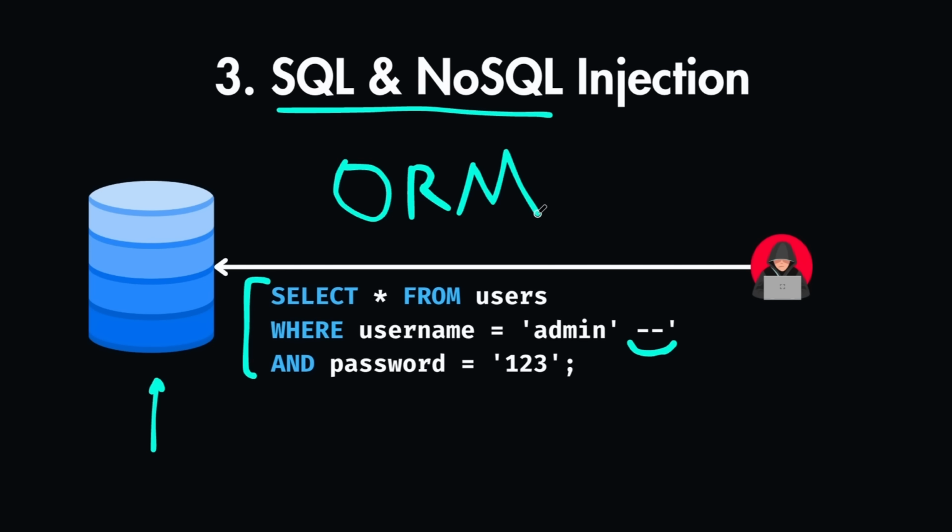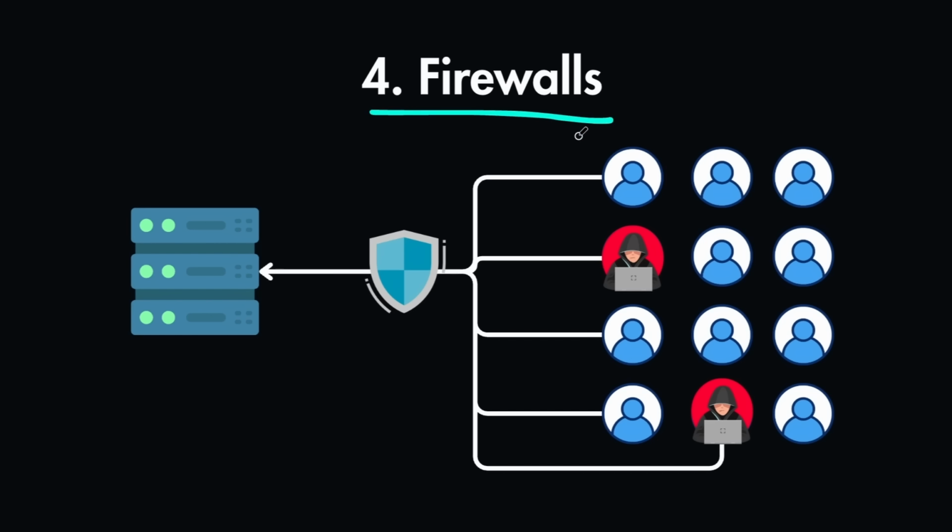So to fix this, we always use parameterized queries or ORM safeguards. The next technique to use is firewalls. A firewall acts as a gatekeeper, filtering the malicious traffic from the other normal traffic. So typically you have it between your API and the incoming traffic.